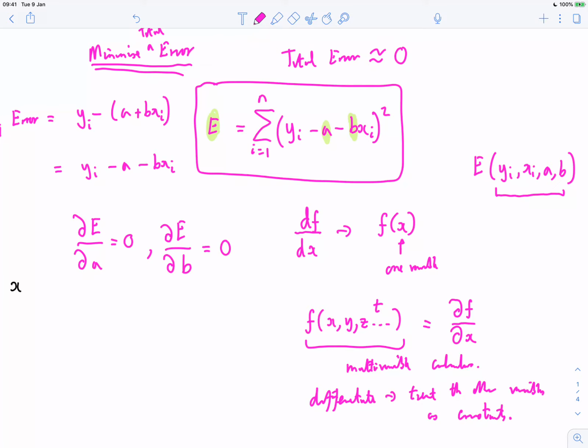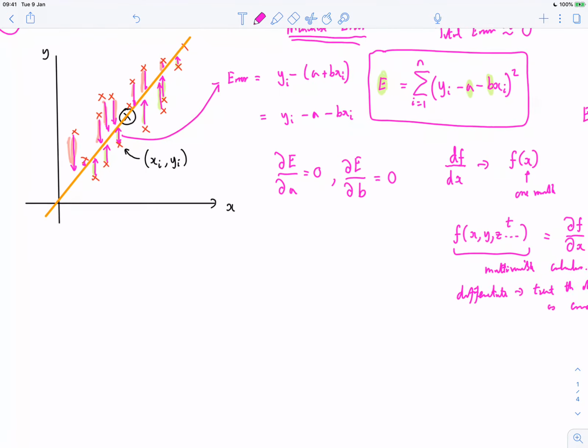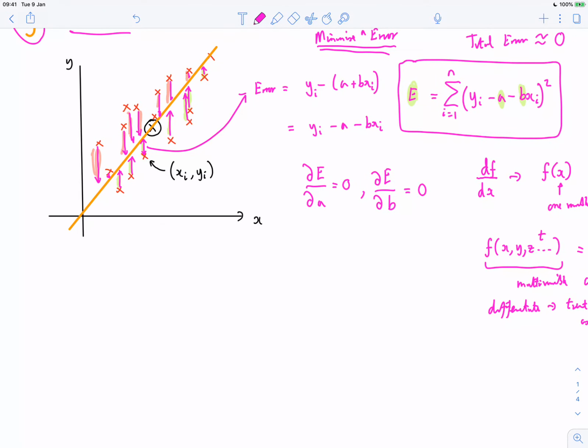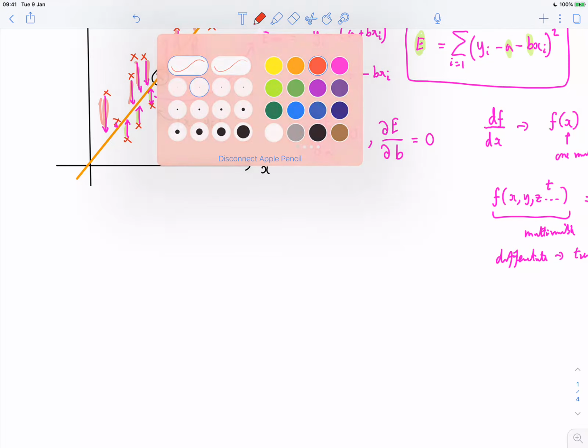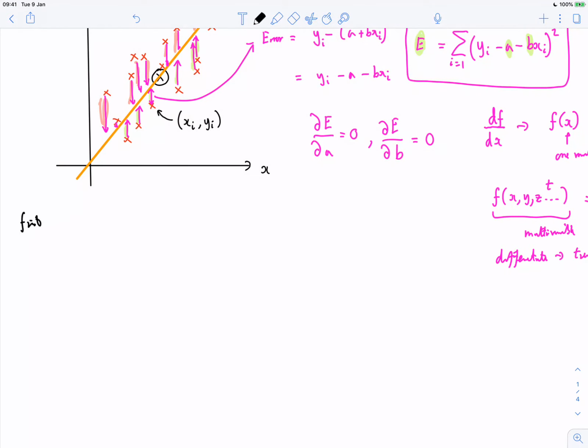Got enough skills to do this. So we need to differentiate E with respect to A and set it equal to zero. Right, let's do that. So over here, first thing we're going to do is differentiate E with respect to A and set it equal to zero.